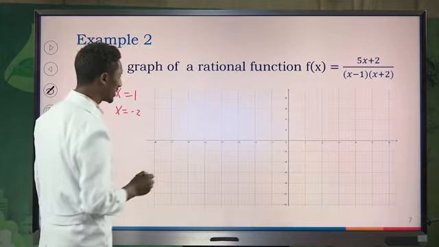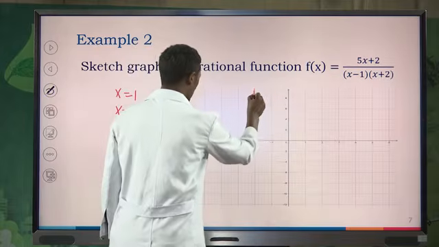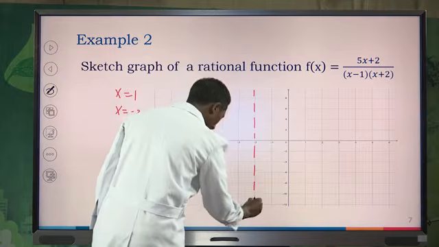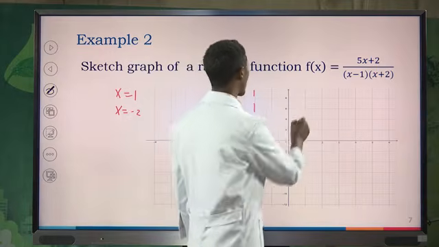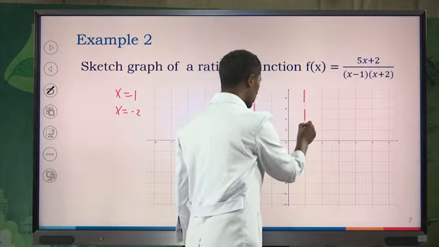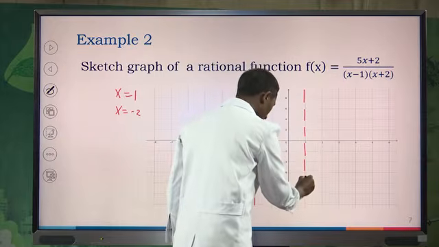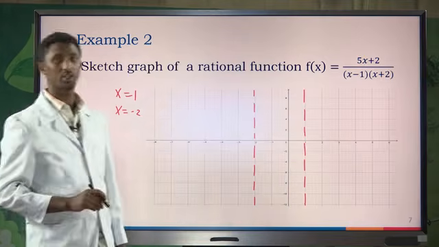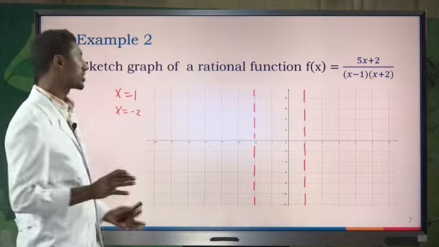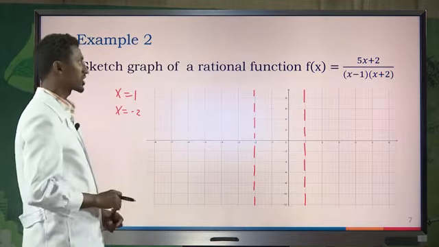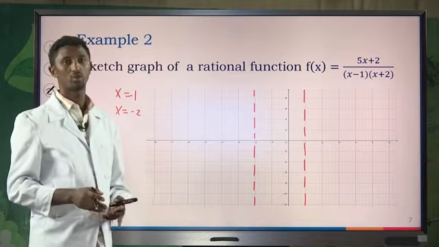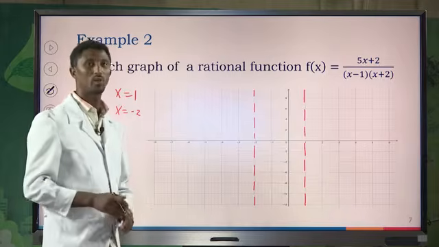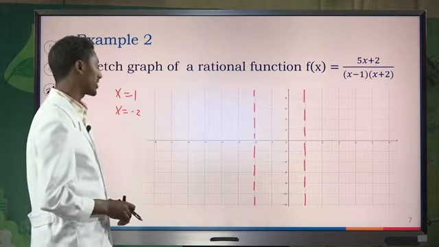Now let's draw these vertical asymptotes on this coordinate plane. We use a broken line because the graph of a rational function will never touch or cross these vertical asymptotes. There is a possibility for a rational function to cross either a horizontal asymptote or an oblique asymptote, but the graph of a rational function will never touch or cross a vertical asymptote.